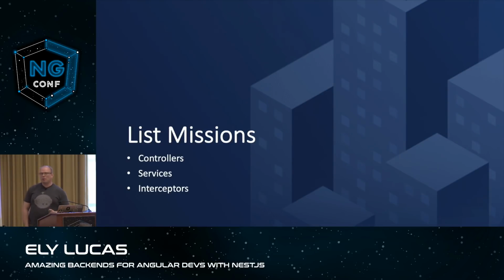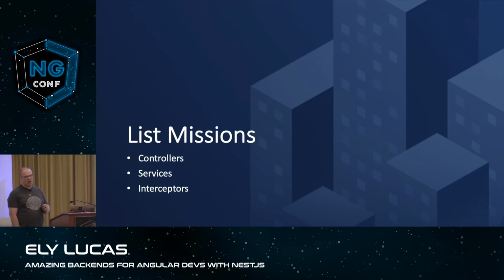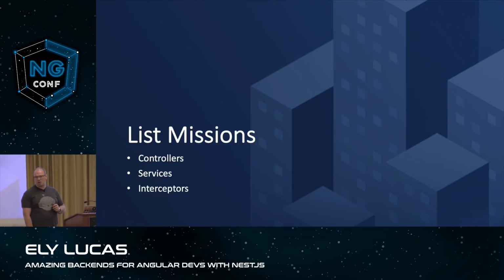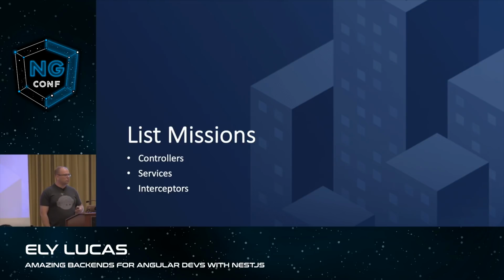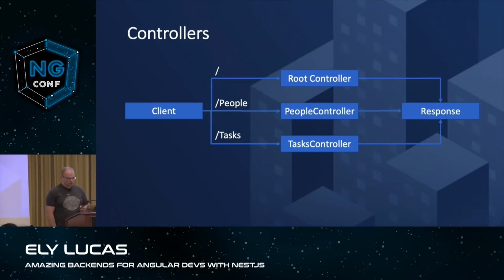Okay, in the first lab, we're going to get our Go Space Ranger app up and running, and we're going to list out the missions, all the way from the back end to the front end in the Angular app. The concepts we're going to go over here are controllers, services, and interceptors. So let me introduce those to you real quick.